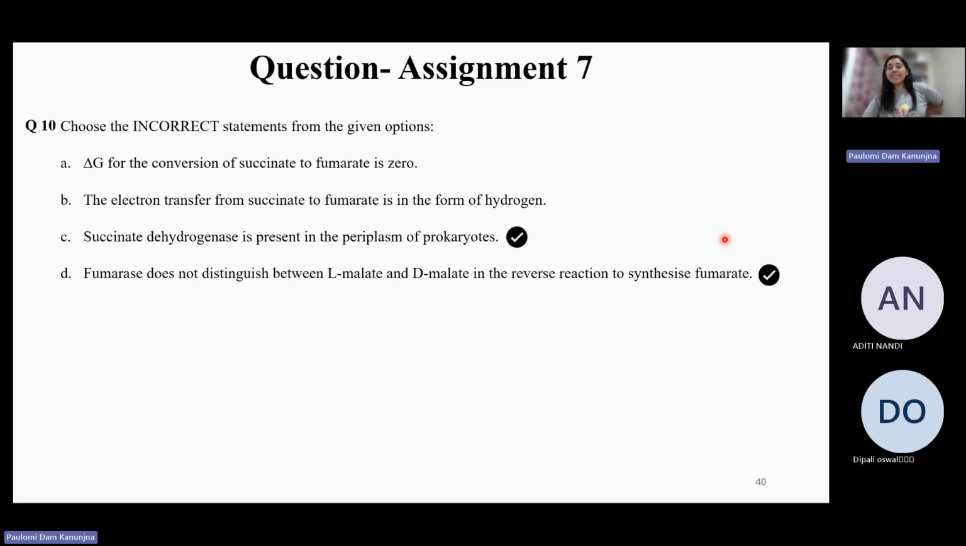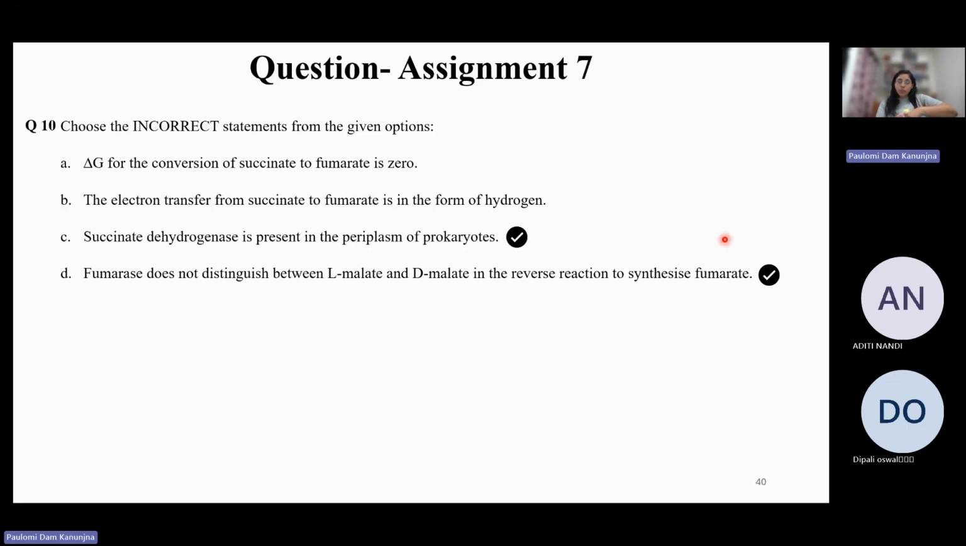Incorrect statements are C and D. The first one says delta G for the conversion of succinate to fumarate is 0, which is correct. The second says the electron transfer from succinate to fumarate is in the form of hydrogen. That's also correct, because in this reaction you have 2 hydrogens getting removed. The third says succinate dehydrogenase is present in the periplasm of prokaryotes. That is incorrect, because it is present in the inner membrane of the cytoplasm, not in the periplasm or the intermembrane space.